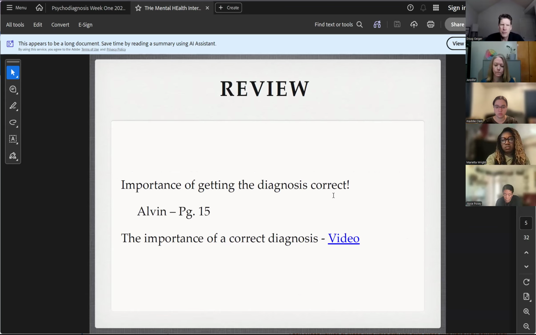Okay, so the importance of getting the diagnosis correct. We won't go through this one on page 15, but the importance of a correct diagnosis.